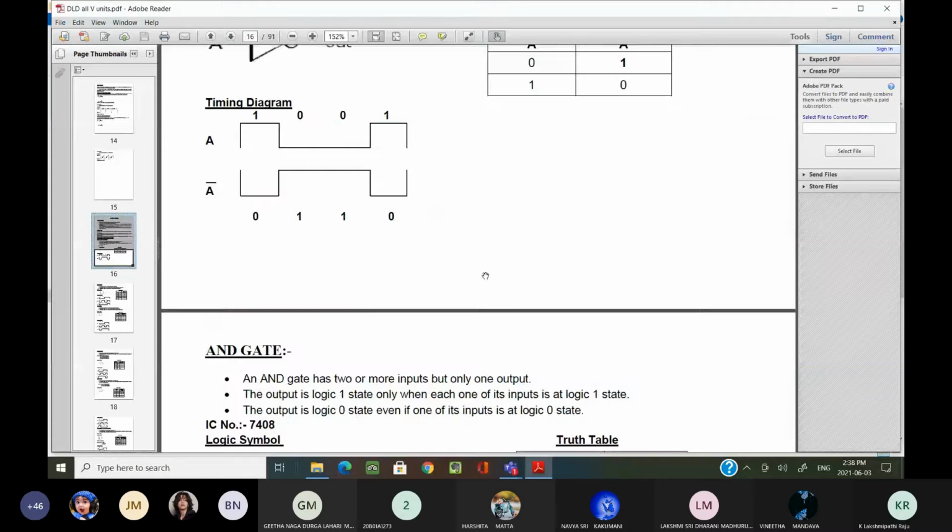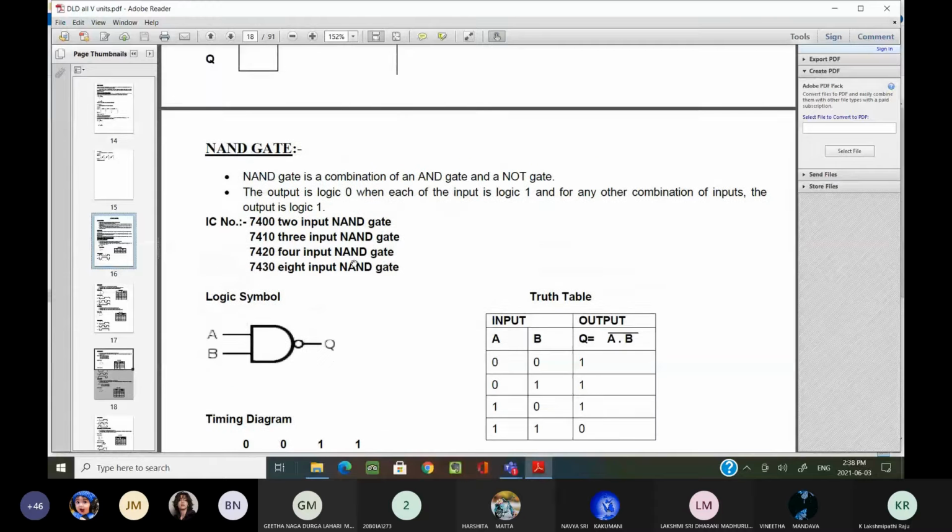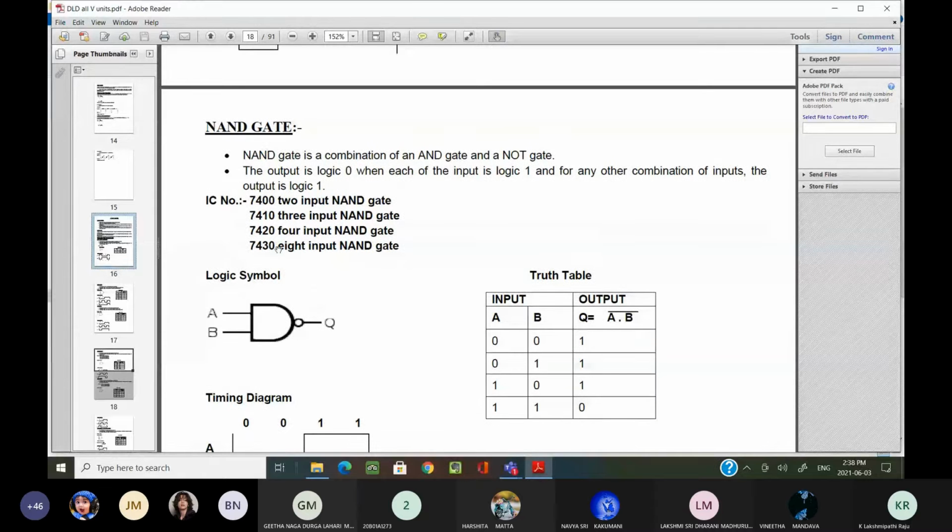In the morning class, we already completed the basic gates. Now see the universal gates. Now, the first universal gate is NAND gate. What is the function? What is the operation? How it will work? It will perform the reverse operation.